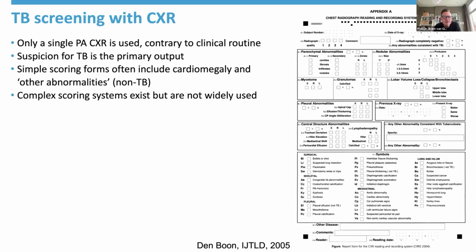If you look at scoring systems that are used in TB screening, very often the readers would also report cardiomegaly and the presence of other abnormalities, because if the person would subsequently test negative for TB but there is an abnormality on the chest X-ray, you have to do further research to find out what's going on. But that's it. Although complex systems exist, here's an example of a system from Cape Town, where you can indicate all kinds of other abnormalities as well. In practice, these systems are not widely used.